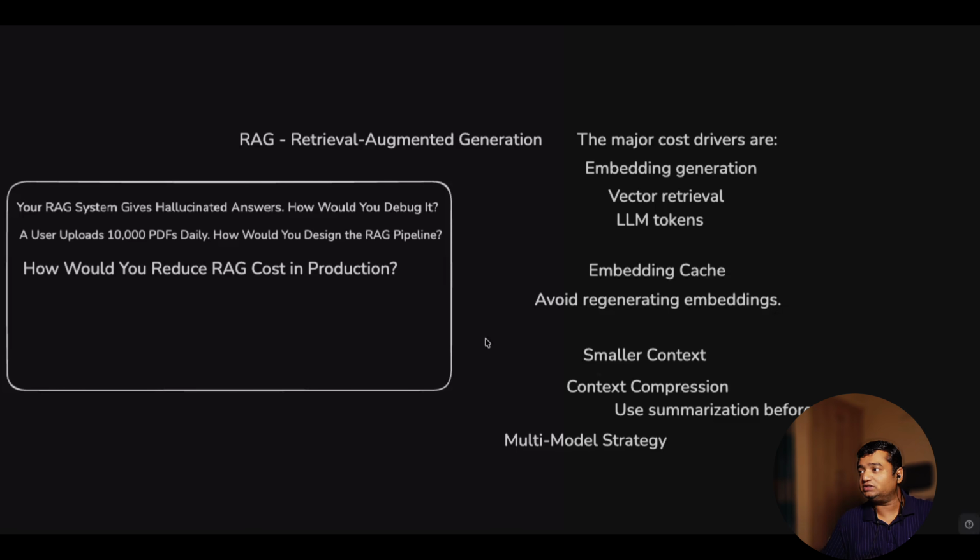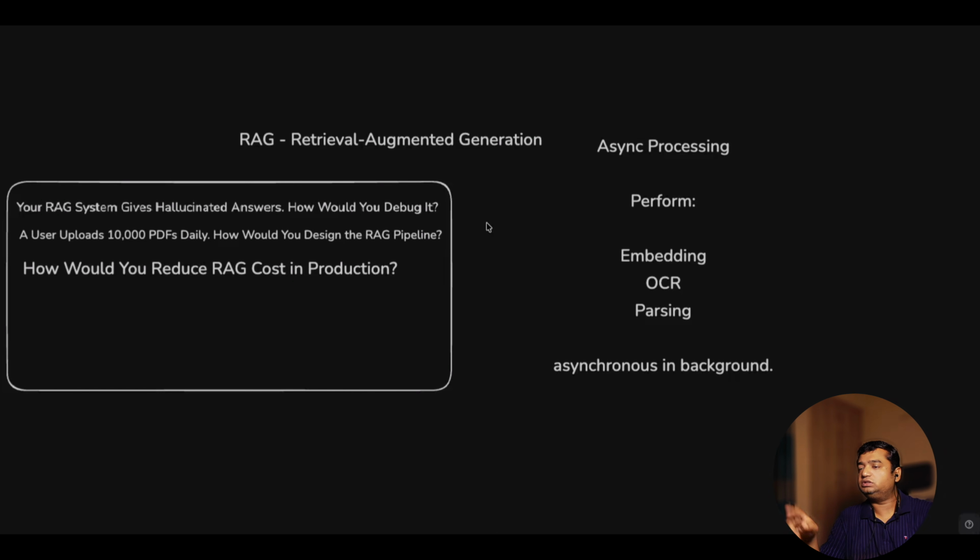There are a few more factors. One more thing you can do to reduce the cost in production is async processing. You can perform embedding, OCR, and parsing in parallel, asynchronously in the background. This will not reduce the cost drastically, but it will help in some ways. It actually helps in increasing performance.